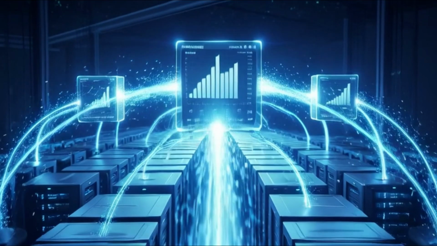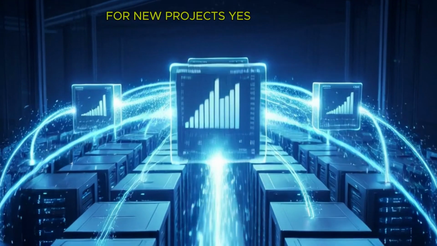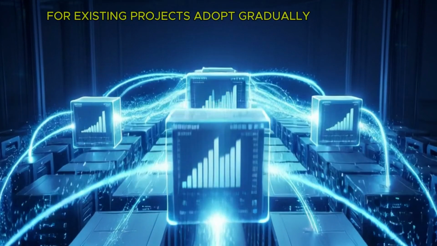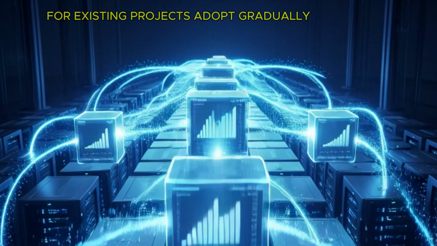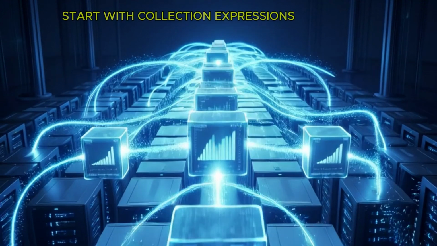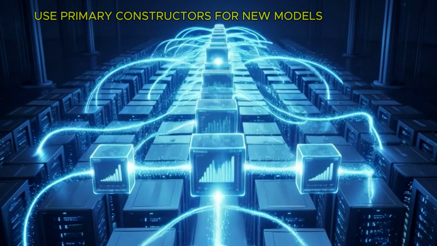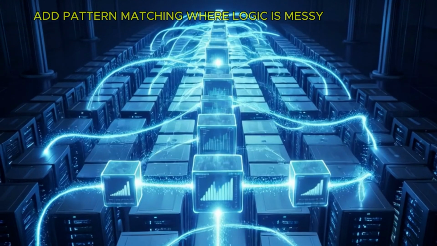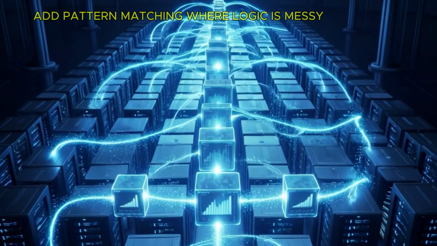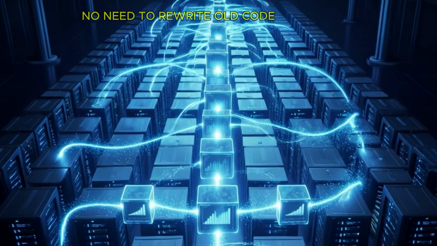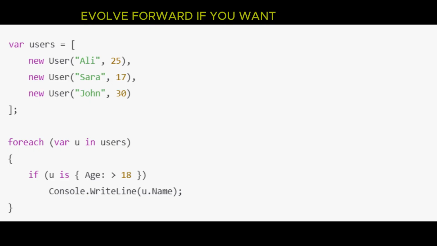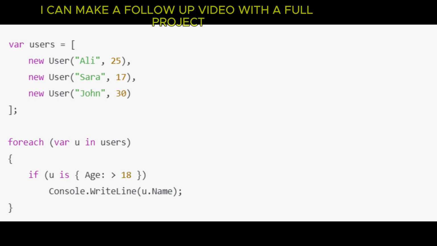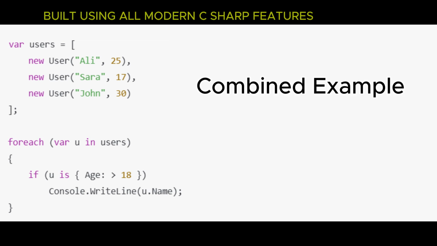Adoption guidance. Should you adopt these features immediately? For new projects, yes. For existing projects, adopt gradually. Start with collection expressions. Use primary constructors for new models. Add pattern matching where logic is messy. No need to rewrite old code. Evolve forward.